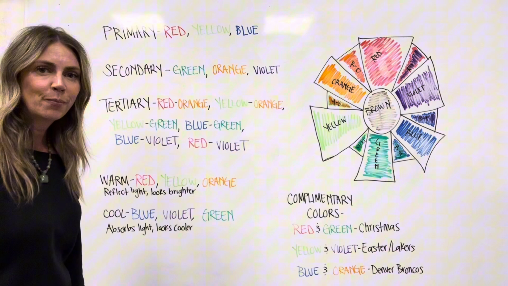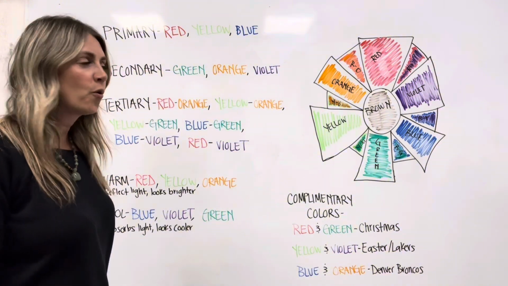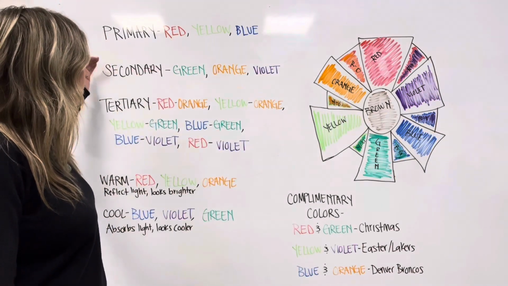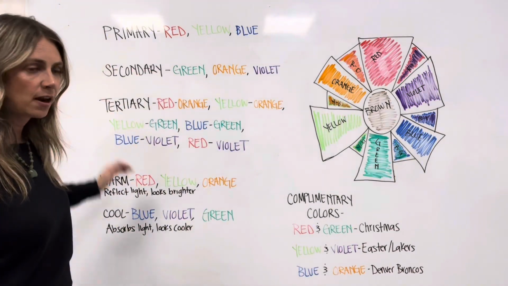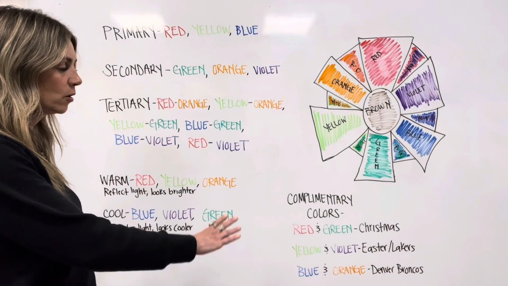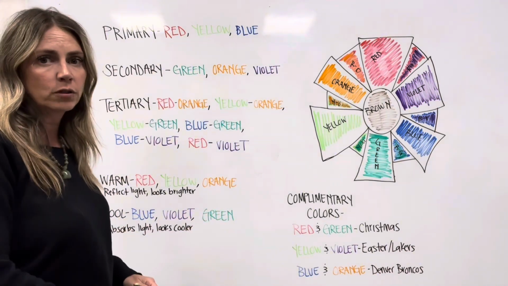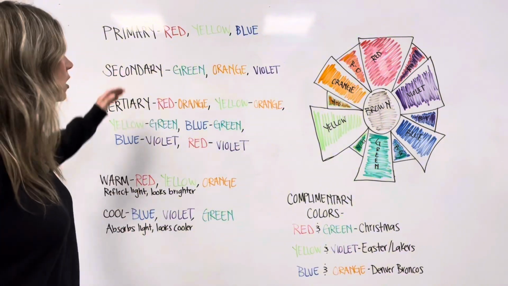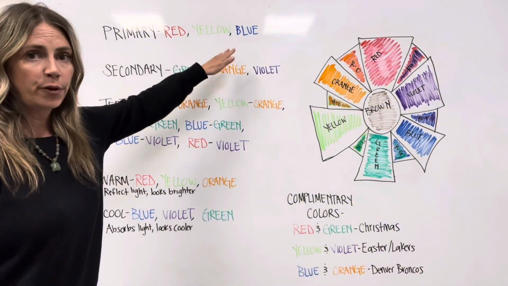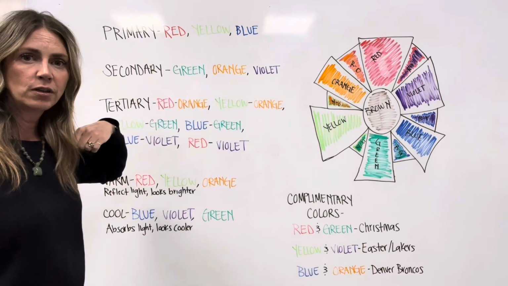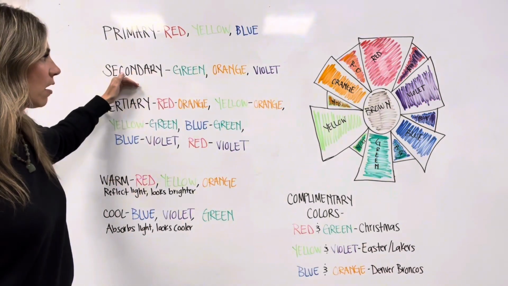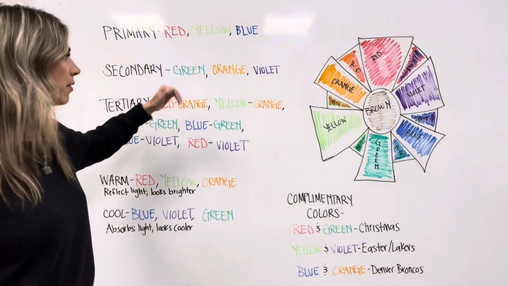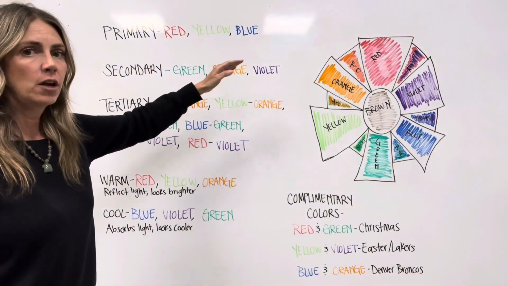As you can see here behind me, I've written some things up on the board. I've got our color wheel here, and I've got our primary, secondary, and tertiary colors, and then I've kind of broken them down into some different categories that we'll talk about. So first, let's talk about our primary colors. You have red, yellow, and blue. You should remember that from elementary school. Then we have our secondary colors, which are really just combinations of our primary colors together. We have green, orange, and violet.